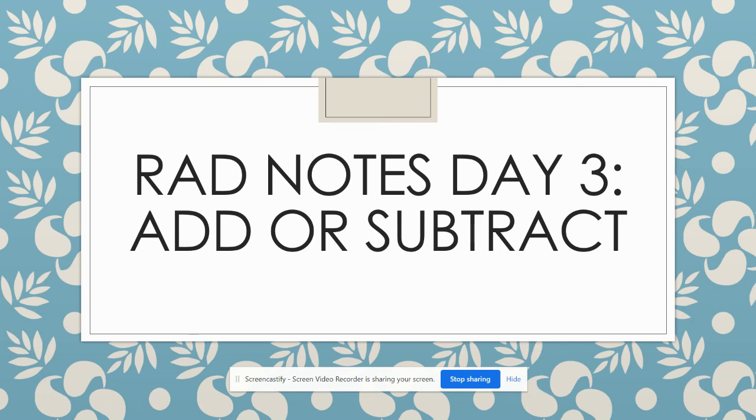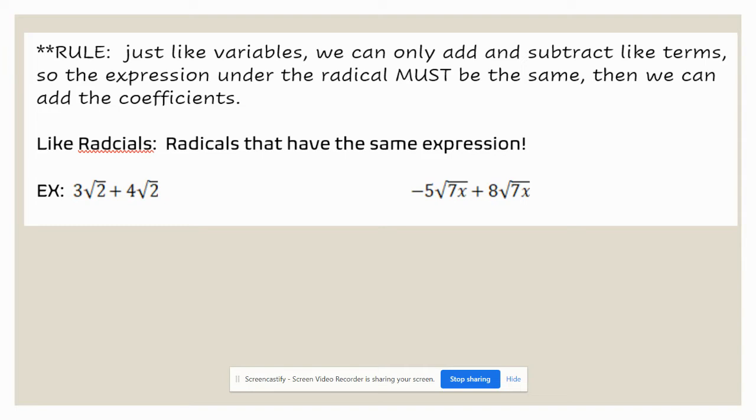Welcome back, everybody. We are continuing still our radical notes, and today we're going to talk about how we add or subtract radicals. Just like variables, we can only add or subtract like terms. The expression under the radical must be exactly the same. If that is the case, then we can add or subtract the coefficients.